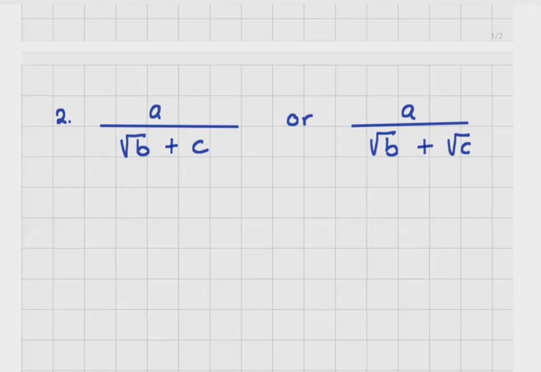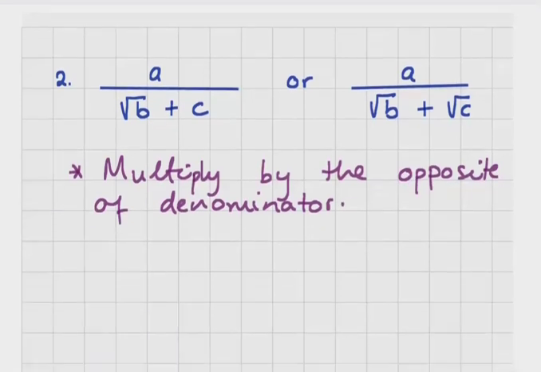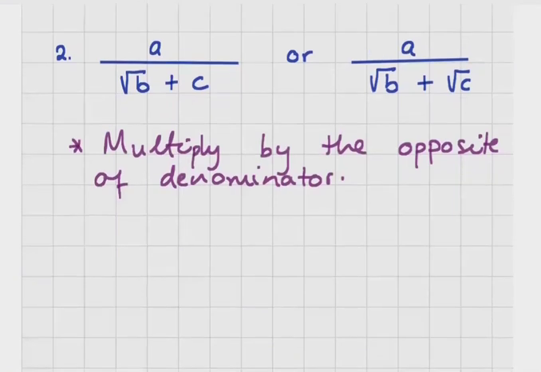In this case, to rationalize the denominator, you're going to multiply by the opposite of the denominator. So I'm going to put this in writing. You're going to multiply by the opposite of the denominator. Now, what do we mean by the opposite? What do we mean by this word opposite right here? The opposite of the denominator is taking the same denominator and changing the sign.